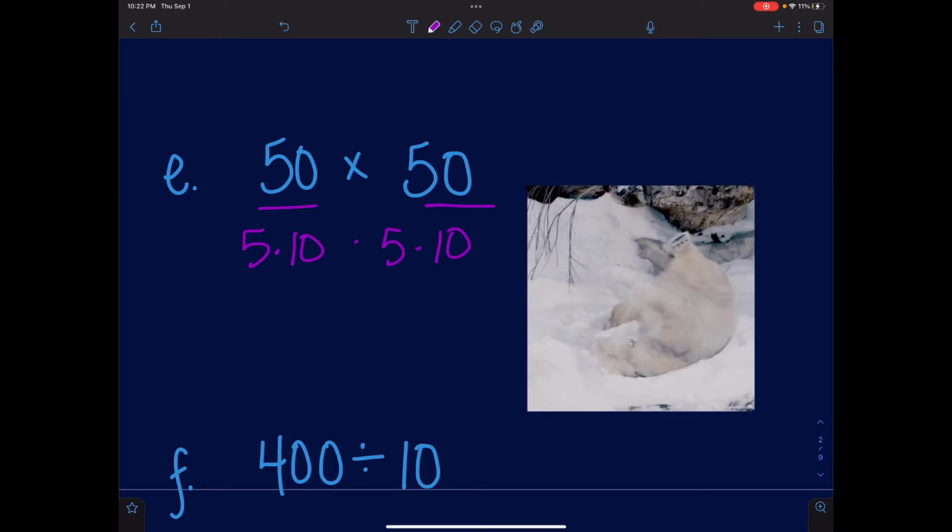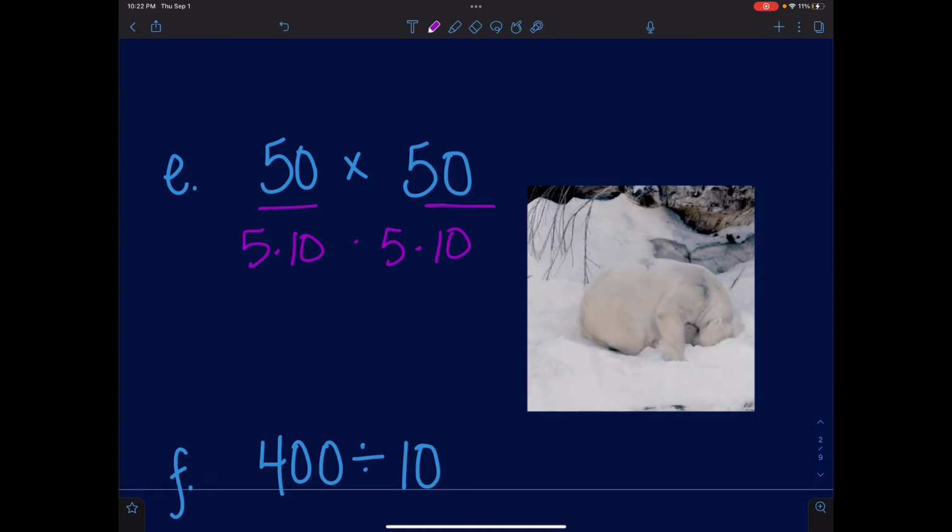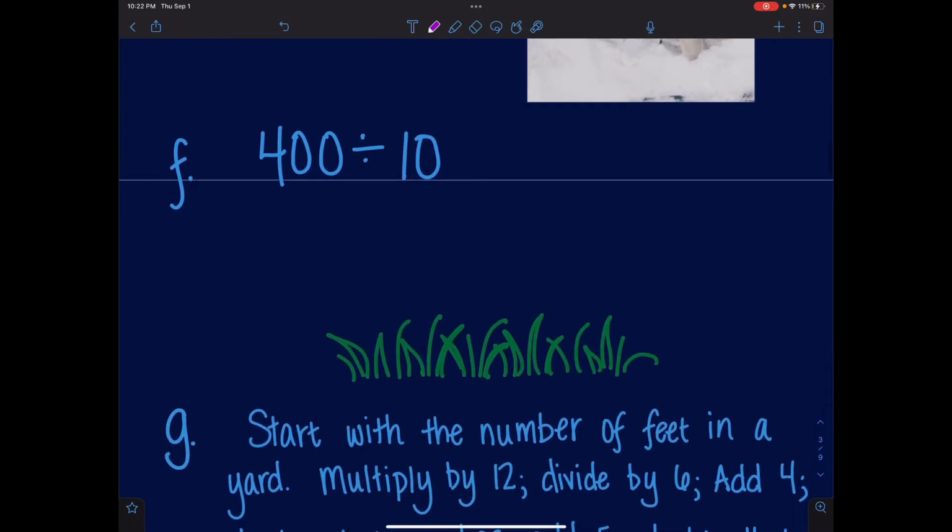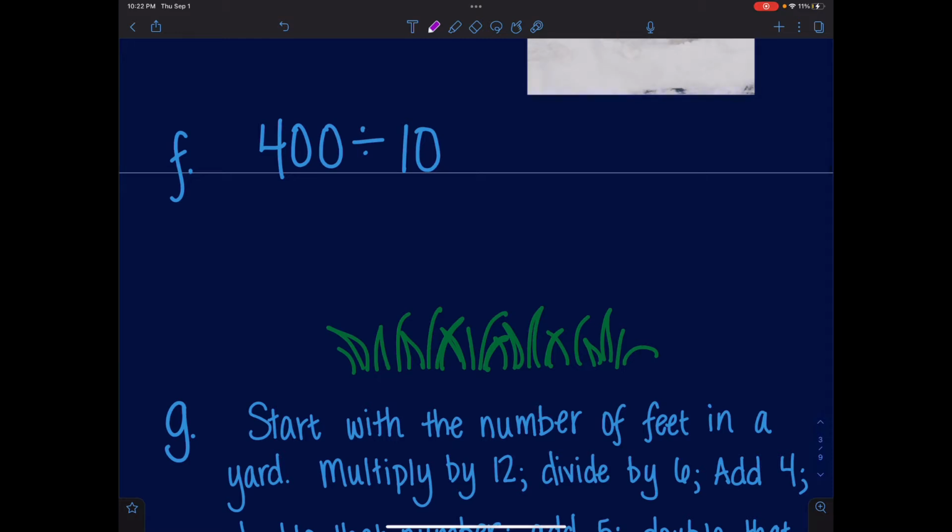Let me know. If not, you can just look at a cute polar bear. They're vicious in real life. Don't think that they're cute. Okay, the last one of the mental math. What is 400 divided by 10?